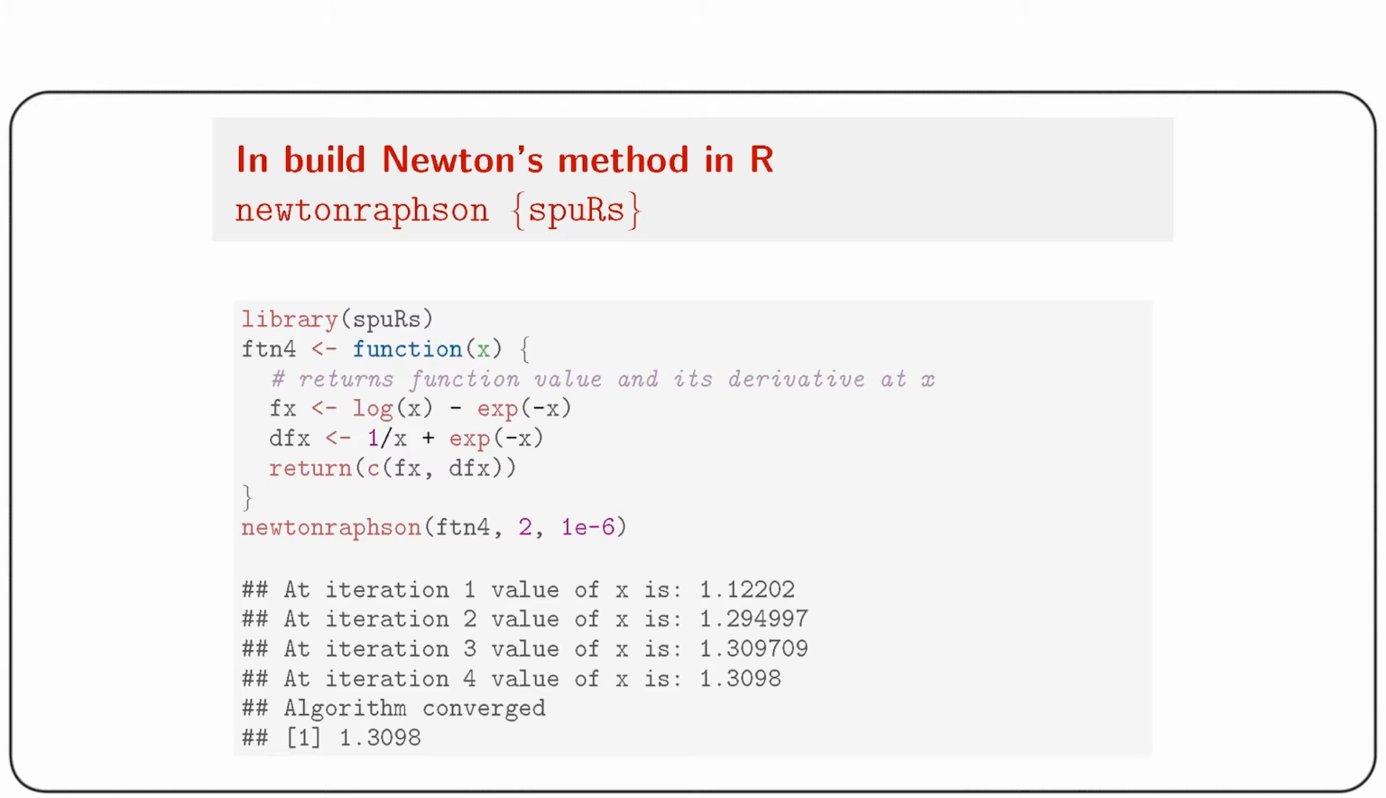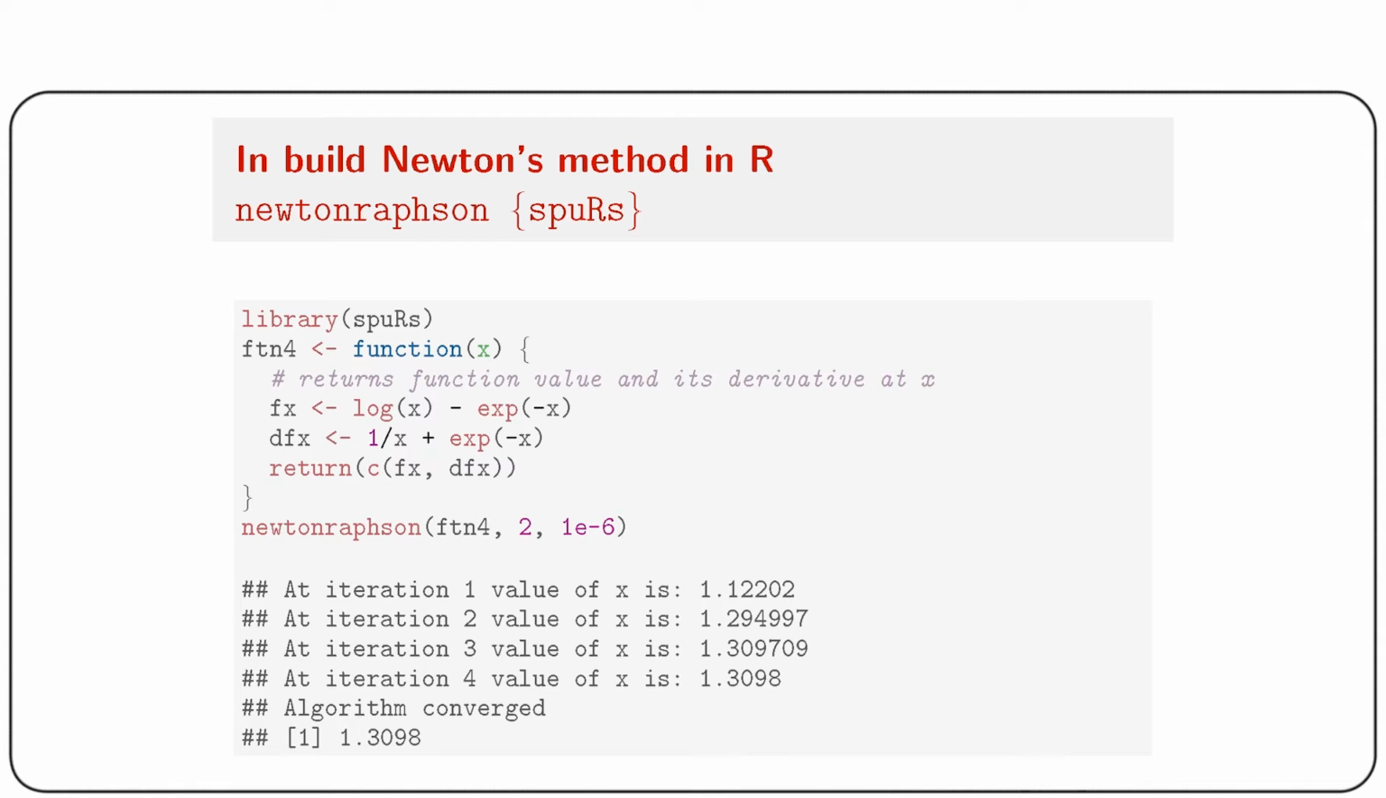Just install the package and load it, and define the function, where the first is the function and then the derivative, all returned together by the function. So pass the argument x, then fx is log x minus exponential of minus x, and dfx is 1 by x plus exponential of minus x, and return is c(fx, dfx). That is the user defined function of the following mathematical function.